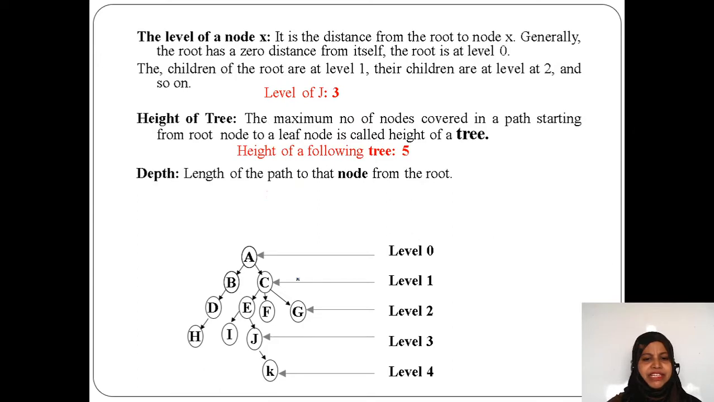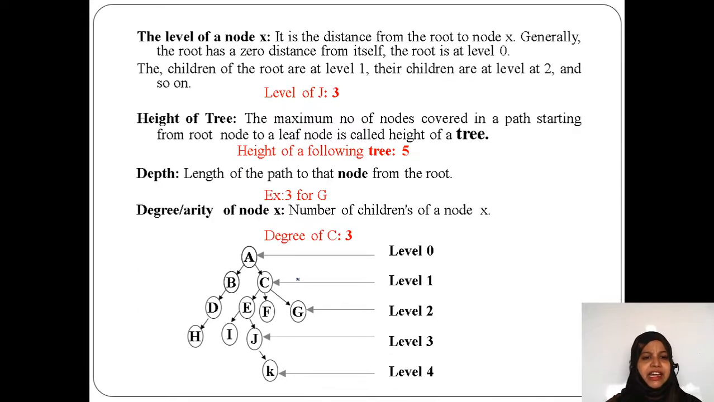Next one is very important. You are going to get a 2 marks question on this, right? Here the level of a node X means the distance from the root node to that particular node X. Generally the level of the root node is 0. The level of the root node is 0, right? Every time the root node is going to be present, and the level of the root node is 0. That is the common thing.